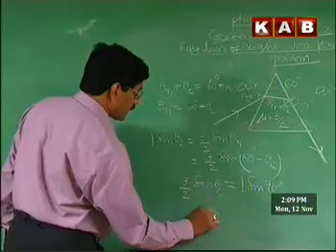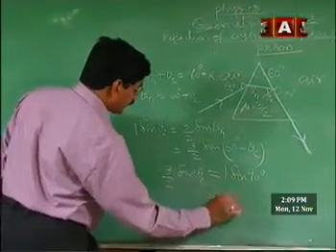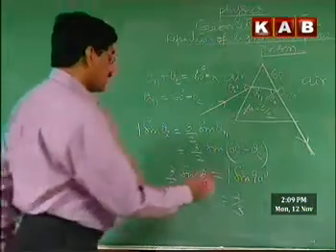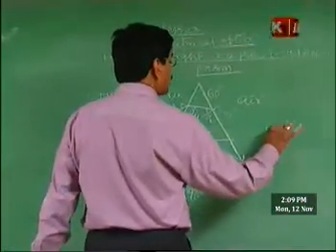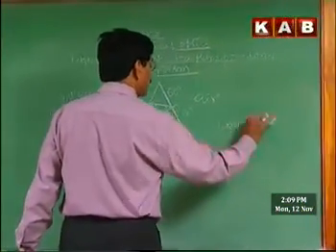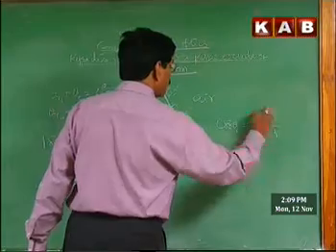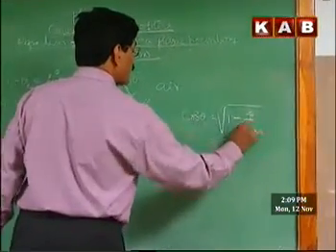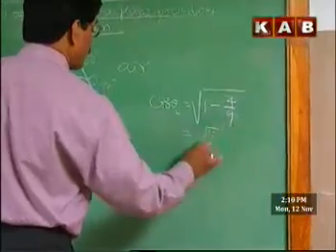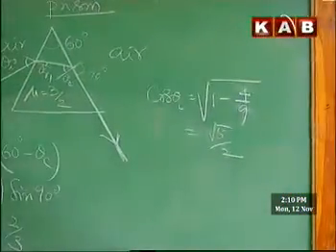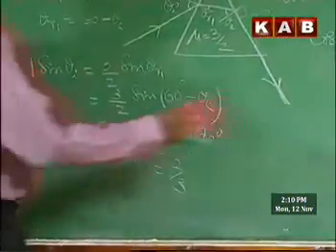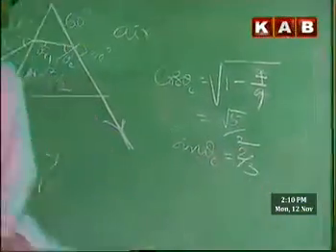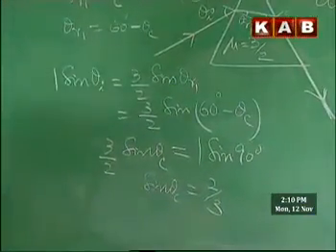From this, what we get is sin theta c is equal to 2 by 3. Therefore, cos theta c is under root of 1 minus 4 by 9, that is root 5 by 3. So we substitute these values: sin theta c is 2 by 3, and cos theta c is root 5 by 3.